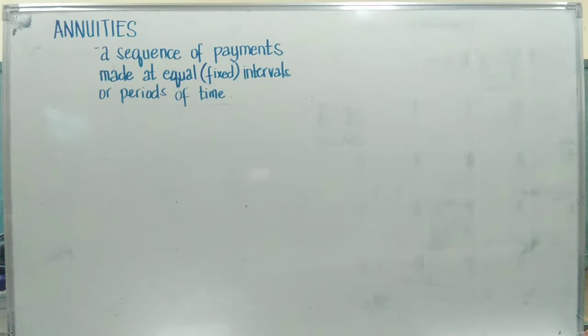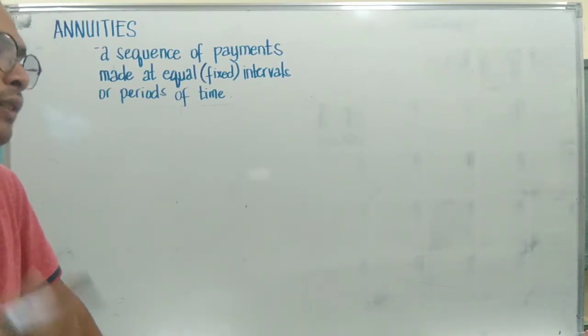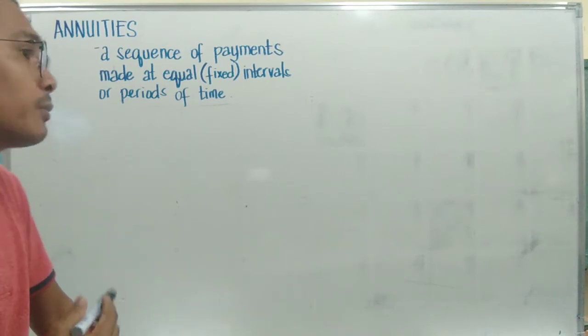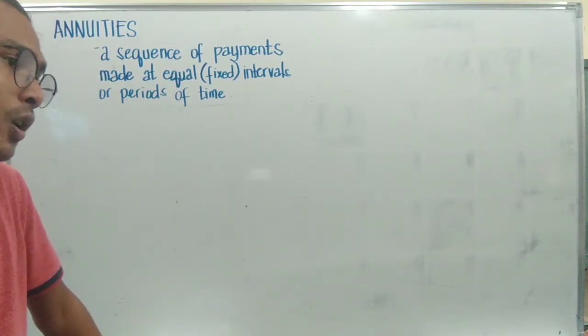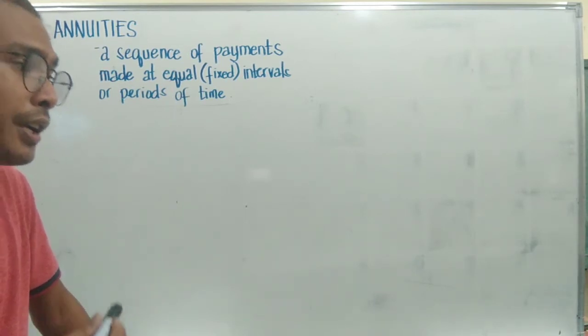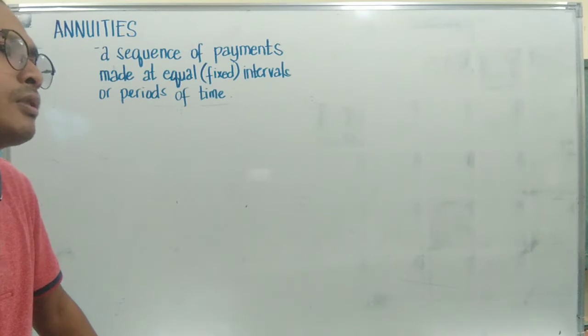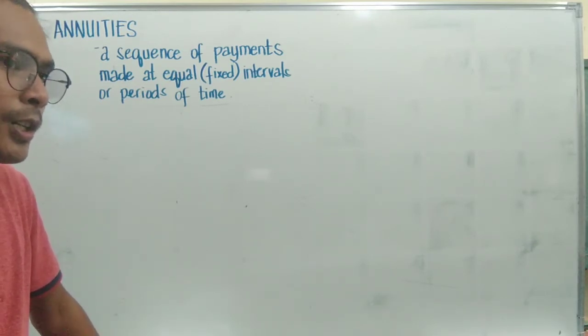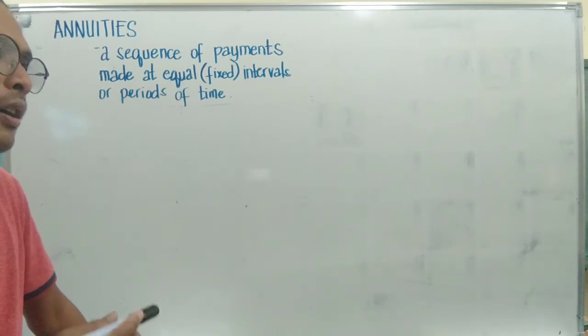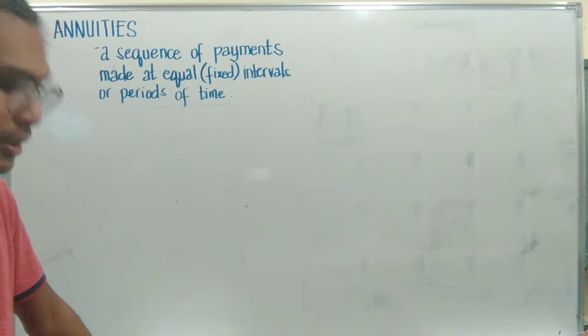To make you more familiar with the concept, the basic examples of annuities are the monthly payments. For example, you have a loan in a bank, some amount of money, and you are paying it every month. That is an example of annuity. Another example, you have a car loan and you are paying it every month. Another example is paying your house and lot, installing it every month.